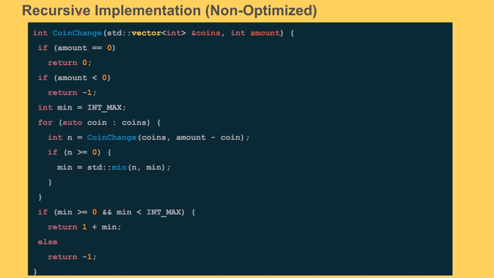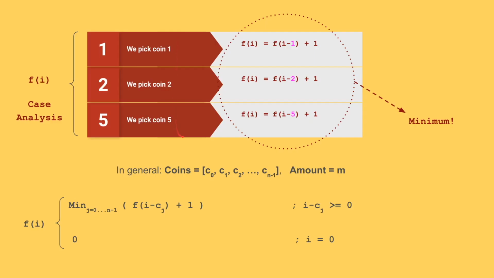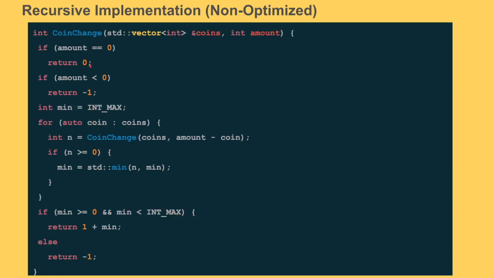The implementation, the recursive implementation, we're still not doing dynamic programming, is really the direct translation of this formula. So we just check for our base cases, and then we do the case analysis. We find the minimum value, and then we return the value. There's some details here where we want to return minus 1 if we were not able to build up that amount, if the problem was impossible.